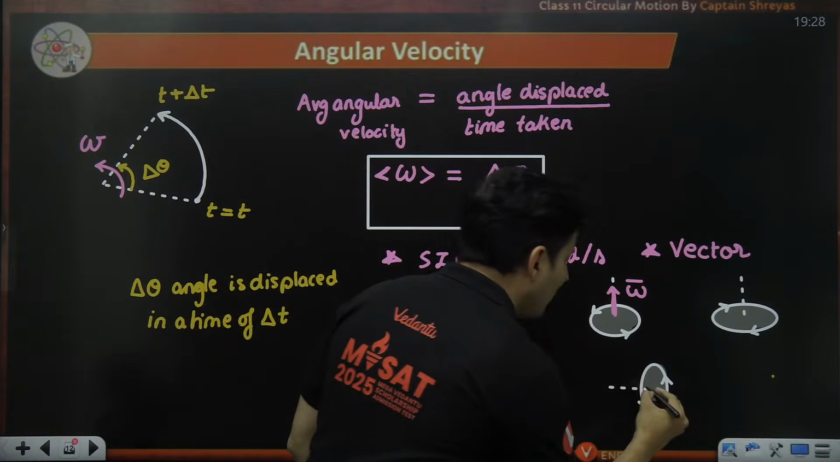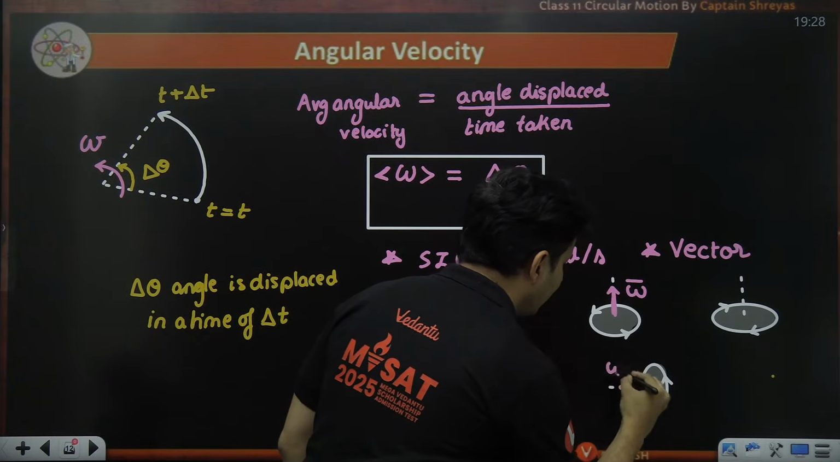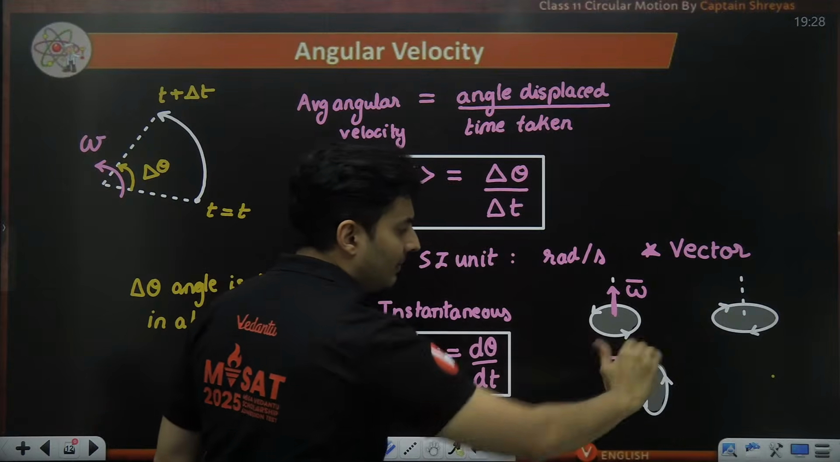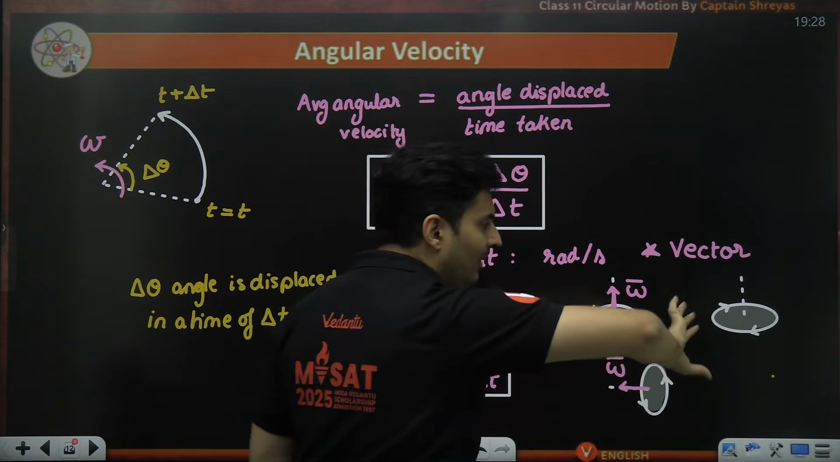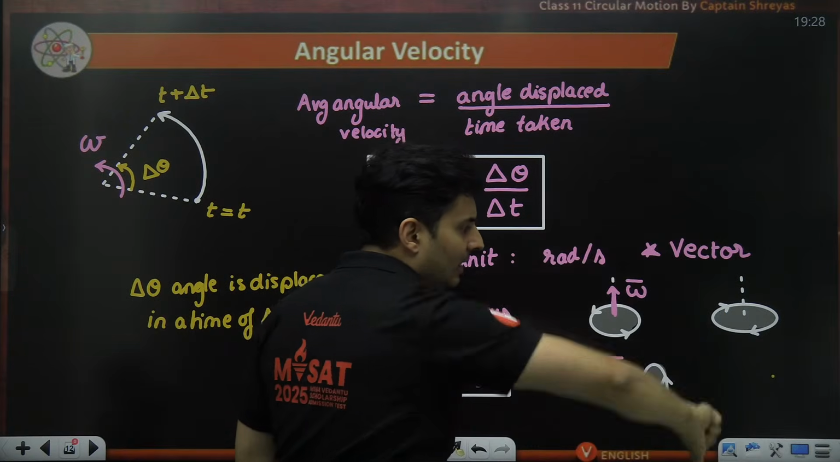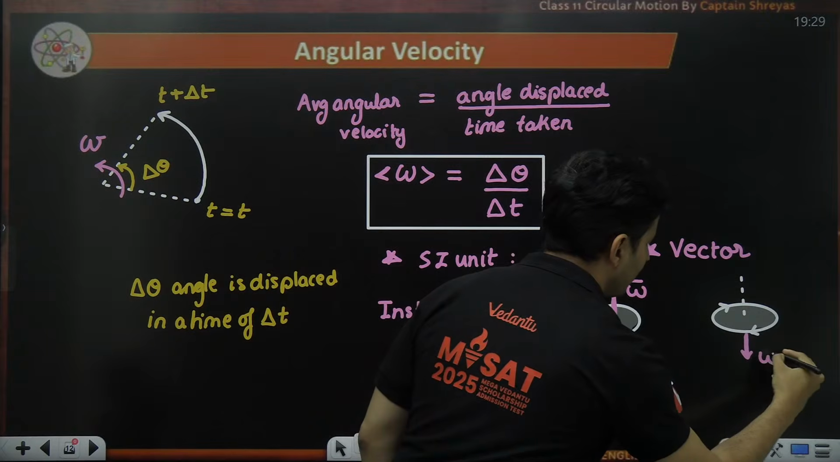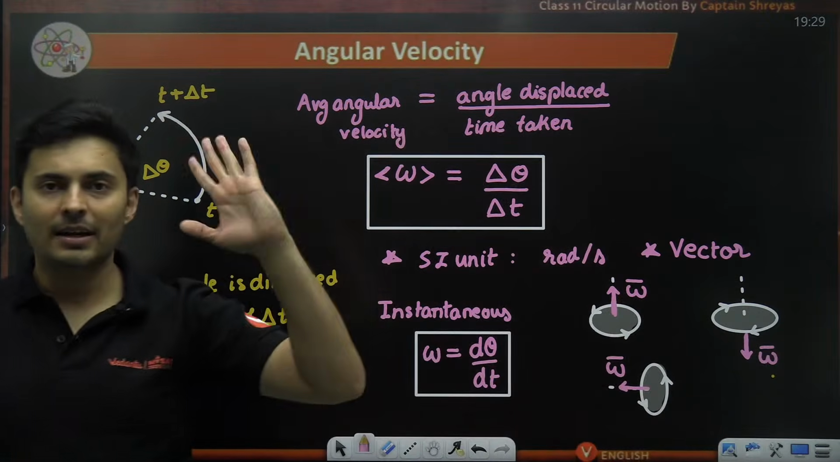So if I know omega vector is like this, I know if I hold my thumb in this direction, the curls of my right hand fingers will be in this direction. If my fingers are rotating like this, then the thumb goes down. So my omega vector will be downwards. So this is how omega is treated like a vector quantity.